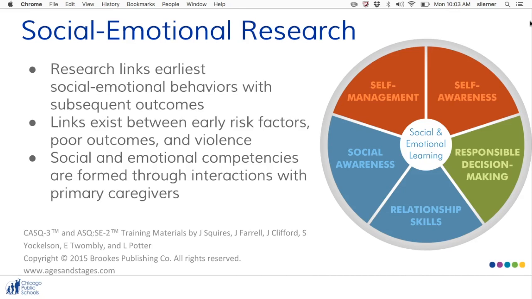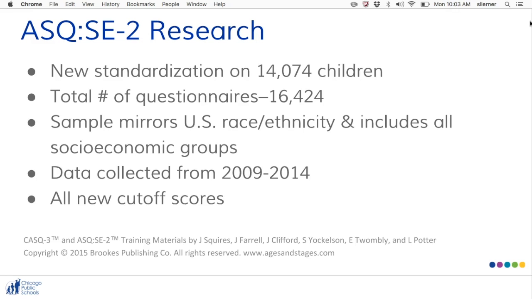Screening social-emotional development is important because research has linked early social-emotional behaviors with subsequent outcomes. Research has also found connections between early risk factors, poor outcomes, and violence. Research has determined that social and emotional competencies are formed through interactions with primary caregivers, parents, for example.